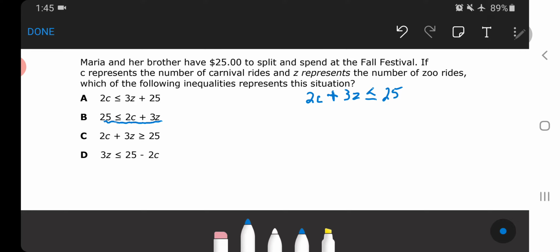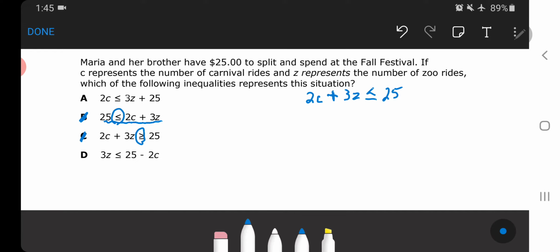But notice our problem here. They're saying that they want the carnival rides and zoo rides to be greater than or equal to, so it can't be B. Same problem we have here. It's written the same way we wrote it, except the sign's not correct, so C cannot be correct.